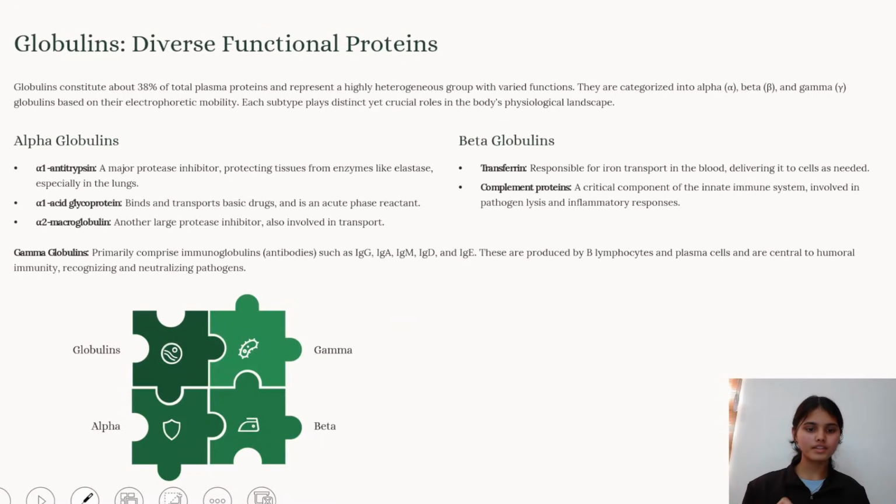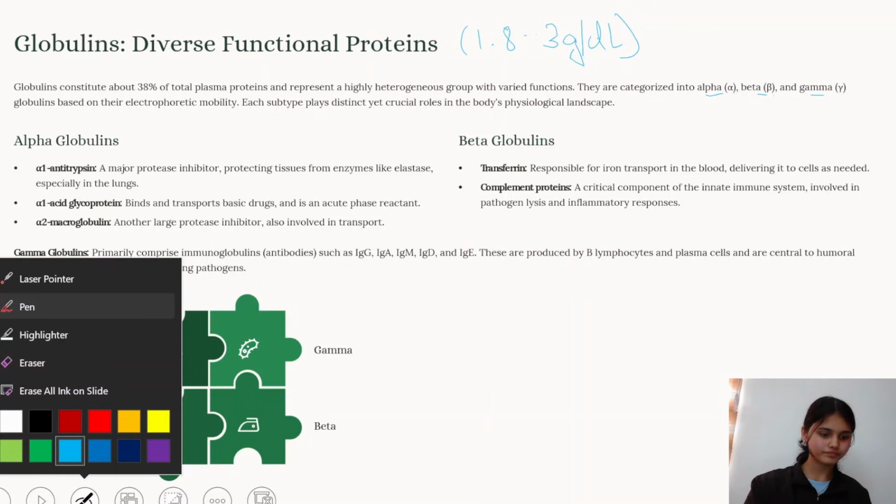Alright, now globulins, proteins with diverse functions. Globulins are like the immunity of the body. Their average level is 1.8 to 3 gram per deciliter, and they are also synthesized by the liver. So it is 1.8 to 3 gram per deciliter. This is the normal range of the globulins present in the blood, and they are divided into alpha, beta, and gamma proteins.